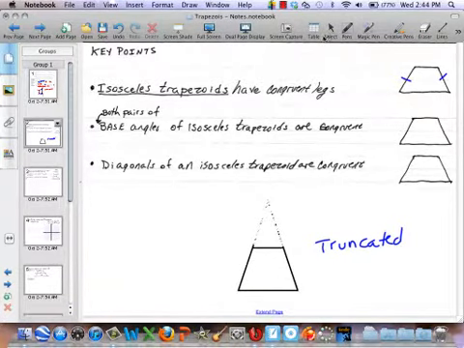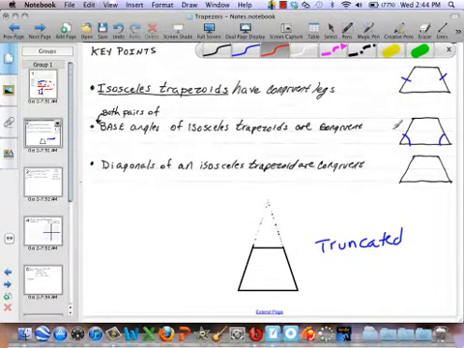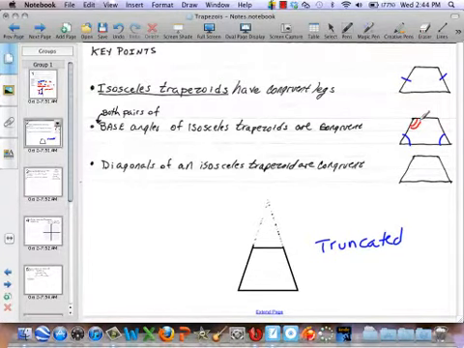Now, with isosceles, if this is 78, what is that angle? In isosceles trapezoids, your base angles are equal. So those two corresponding angles equal 78, and so are my top two angles by corresponding angles.